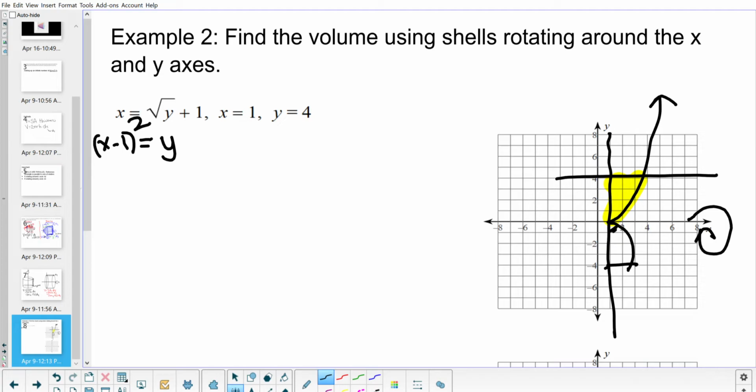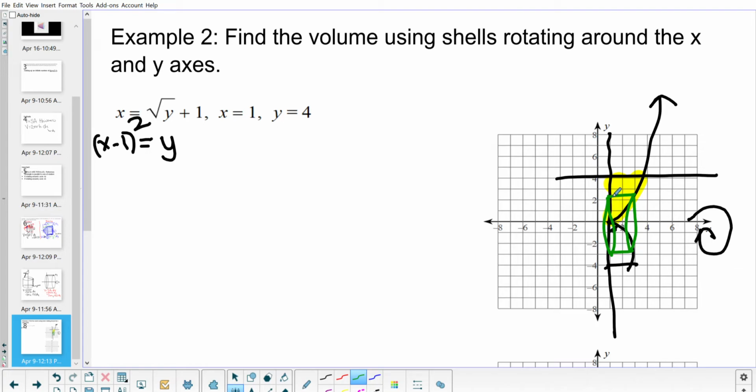And we're going to use shells. So with shells, you want your reference rectangle to be parallel. So if I draw one example of a reference rectangle and I rotate that, I've got this shell right here. Okay, so let's try this.